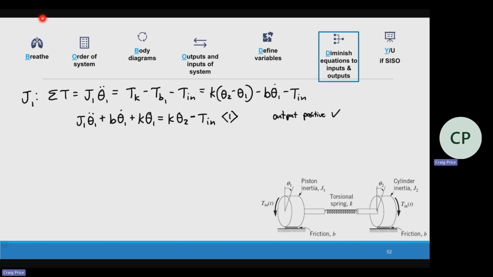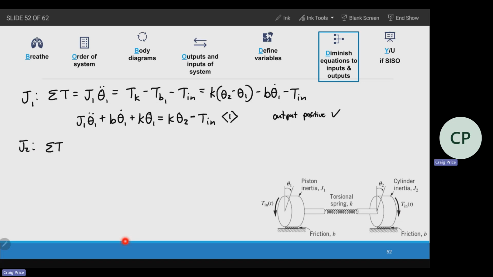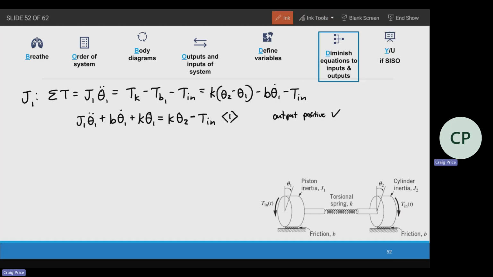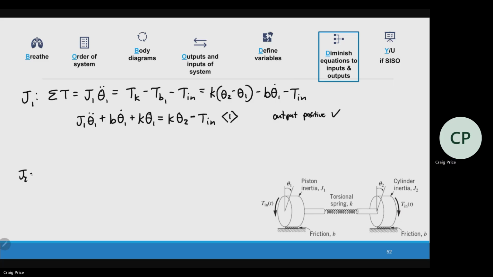Next up, we've got J2. We're going to do the same process. We do sum of torques. It's going to look really similar, so I'll go through it pretty quickly. J2, sum of torques equals J2 theta 2 double dot. I go back to the free body diagram. I have a positive Tn, then I have a negative TB2 and a negative TK. So we put those definitions in.